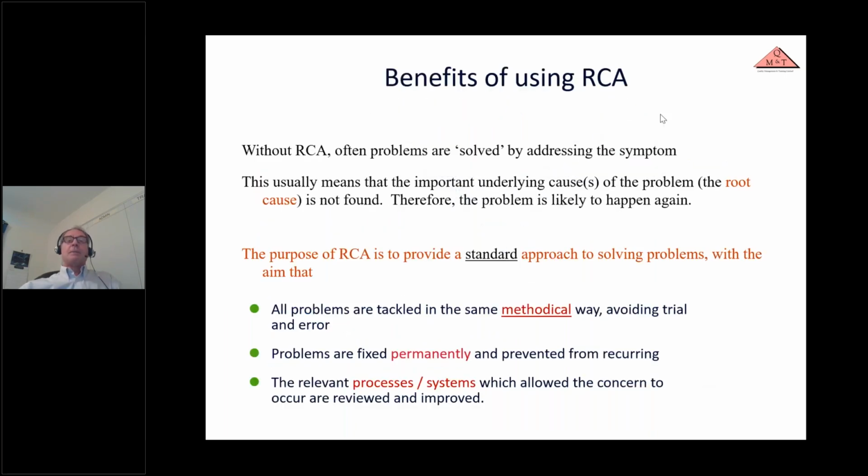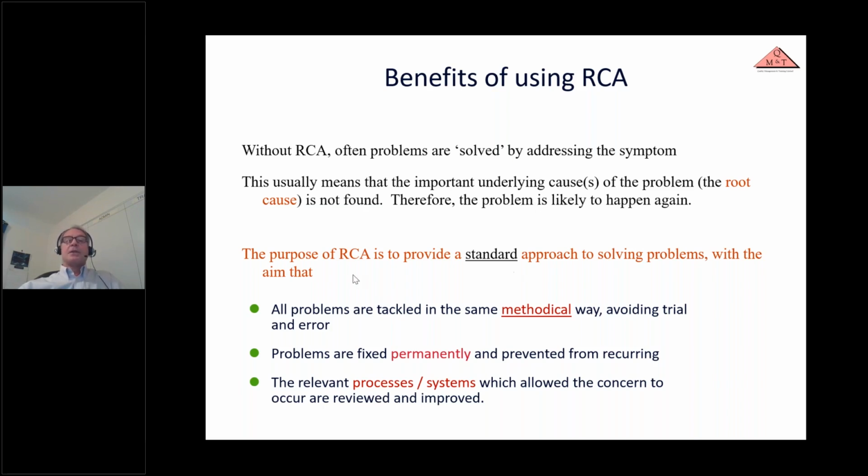The benefits of using RCA: without RCA, often problems are solved by addressing the symptom. This usually means that the important underlying cause of the problem, the root cause, is not found. Therefore, the problem is likely to happen again.